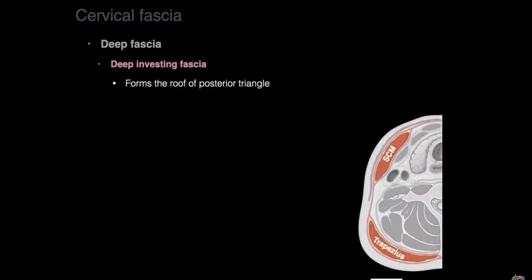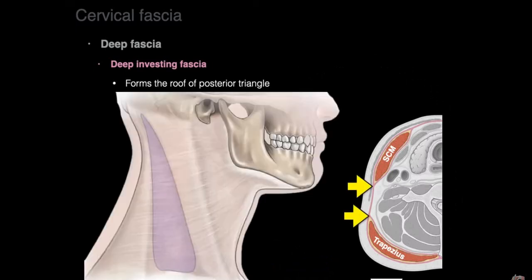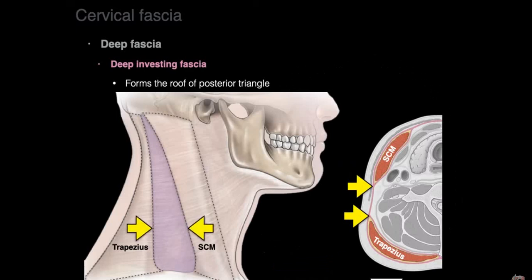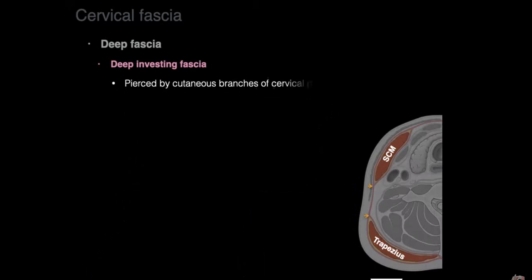What's the posterior triangle? Well, it's the space between the sternocleidomastoid and traps. It's best seen on a lateral view. There's the sternocleidomastoid and there's the trapezius, and it's the space in between, and there's the posterior triangle. That looks like a triangle, and the space in between is the deep investing fascia, the roof of the posterior triangle. The deep investing fascia is pierced by cutaneous branches off the cervical plexus and external jugular vein.